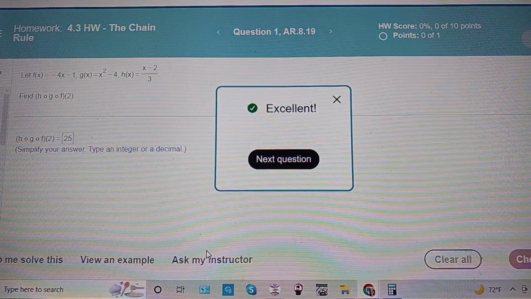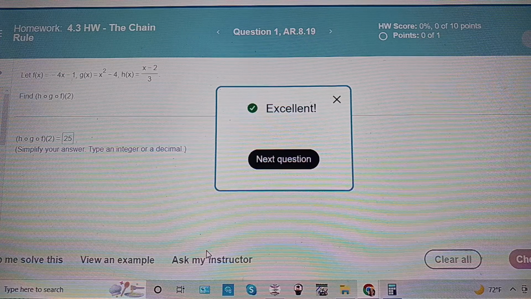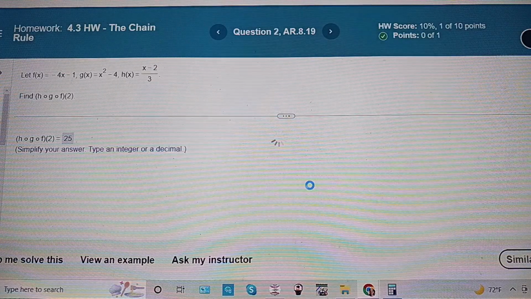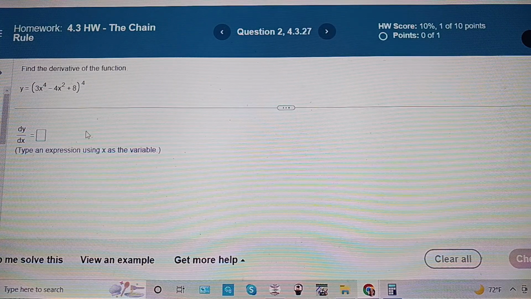So that's working with the algebra side of functions inside of functions. But next we're going to do the derivative when there's functions inside of functions. So find the derivative of this function y equals 3x to the fourth minus 4x squared plus 8 to the fourth power. dy over dx, that's telling me to do the derivative.